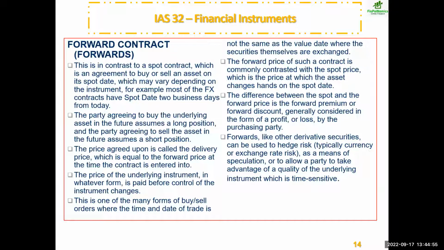The difference between the spot and the forward price is the forward premium or forward discount, generally considered in the form of a profit or loss by the purchasing party. Forwards, like other derivative securities, can be used to hedge risks, typically currency or exchange rate risks, as a means of speculation, or to allow a party to take advantage of the quality of the underlying instrument, which is time sensitive.